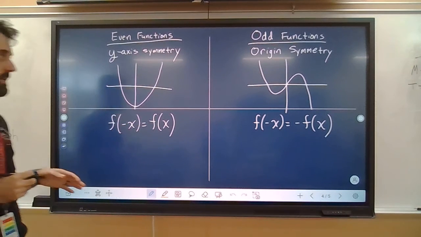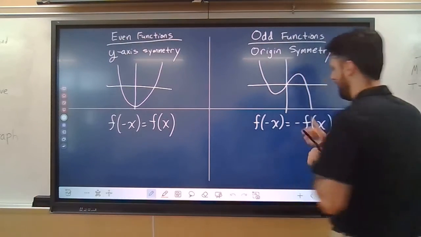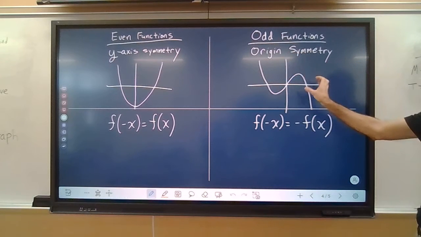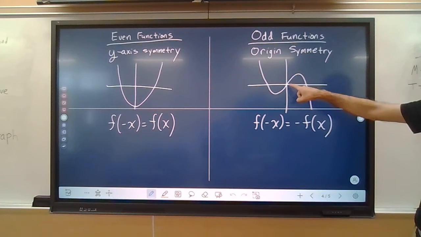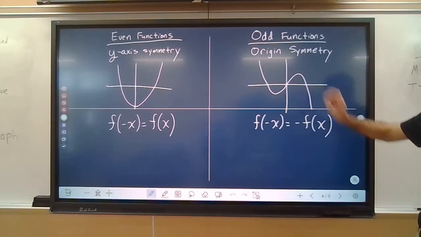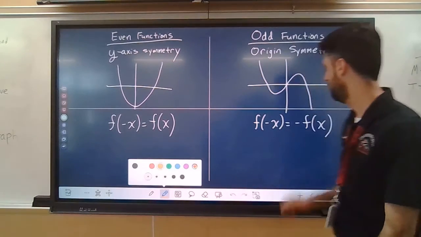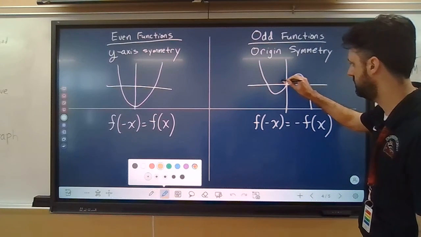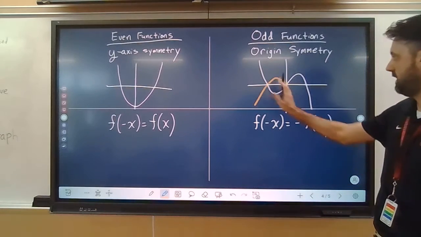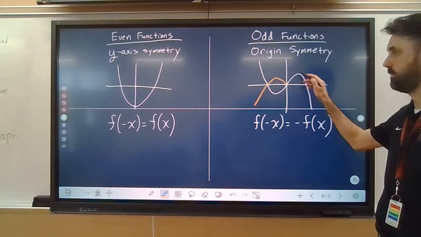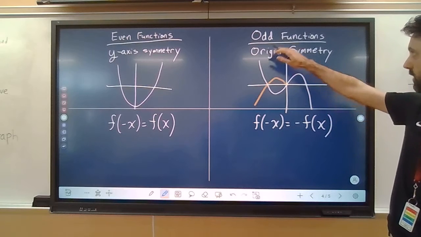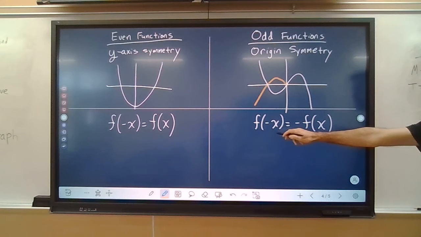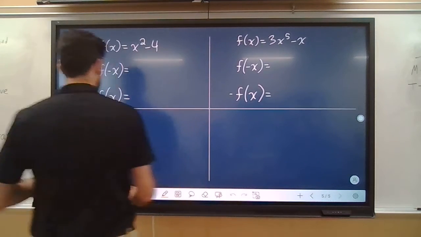Odd functions, on the other hand, have symmetry about the origin. It doesn't have to pass through the origin, but it does have to be where we could rotate half of the graph about the origin, and it's going to end up right here. Okay, you could also view it like there's 2 reflections. So if I reflect the left half of the graph about the x-axis, it would look like that. And then if I reflect it over the y-axis, it would be on top of this one right here. Okay, so that's origin symmetry. Odd functions have symmetry about the origin. We also know that f of negative x is equivalent to negative f of x here.